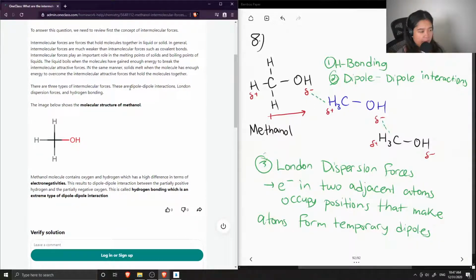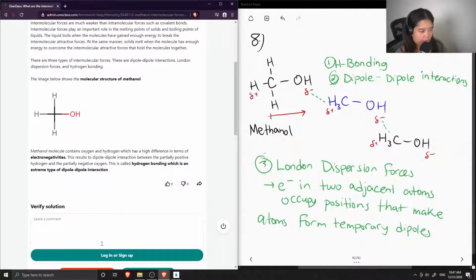There are three types of intermolecular forces. These are dipole-dipole, London dispersion, and hydrogen bonding. The image below shows the molecular structure of methanol. So methanol molecules contain oxygen and hydrogen, which have a high difference in terms of electronegativity. This results in dipole-dipole interactions between the partially positive hydrogen and partially negative oxygens of two separate molecules. This is called hydrogen bonding, which is an extreme type of dipole-dipole interaction.